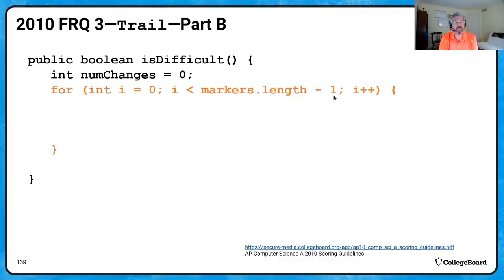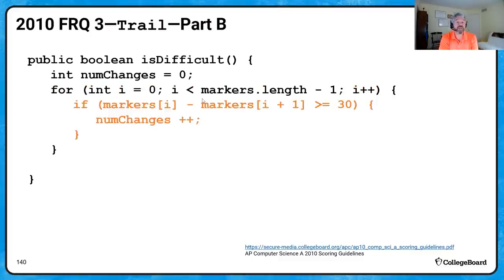Okay, so here's our for loop. Once we hit the for loop, this is where we do the comparison. In this case, I'm checking the difference between the marker at position i and the marker that's right beside it at position i plus one.